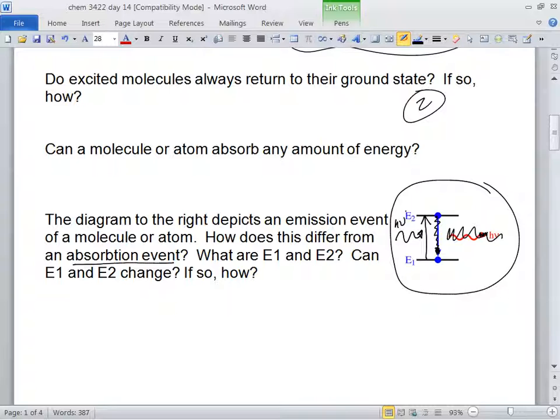Andrew, Alyssa told you. What are E1 and E2? She said those are the energy levels. Can E1 and E2 change? What would you guess, Mel? Can E1 and E2 change? And if so, how? Or are they set in stone? How? I would say if more light is shone upon it. Okay, so you say more light shines upon it or whatever.